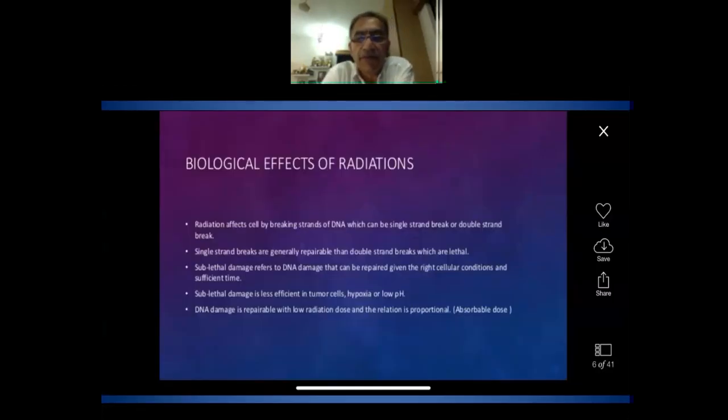Now, the biological effects of radiation are basically focused on breaking strands of the DNA, which can either be a single strand break or a double strand break. If it is a single strand break, the cells are able to repair themselves, but double strand breaks usually are lethal, and the tumor cells cannot repair themselves. So the DNA damage we are always talking about is always repairable with a low radiation dose, and the relation is proportional.